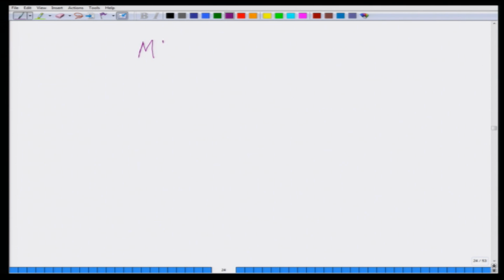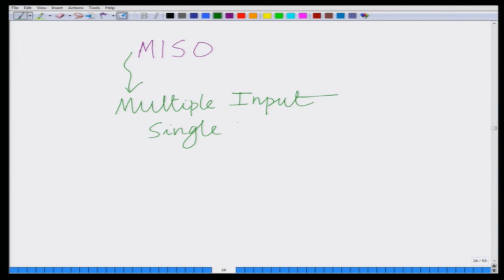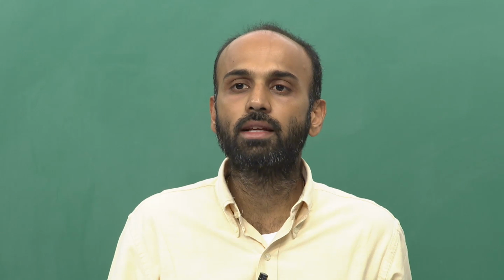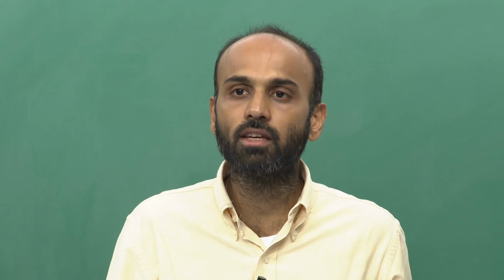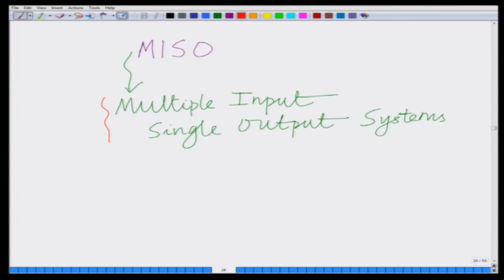Today's module, let us start looking at MISO wireless communication systems, that is multiple input single output systems. And we have already seen this before. Multiple input single output systems means you have multiple transmit antennas and a single output, that is a single receive antenna.